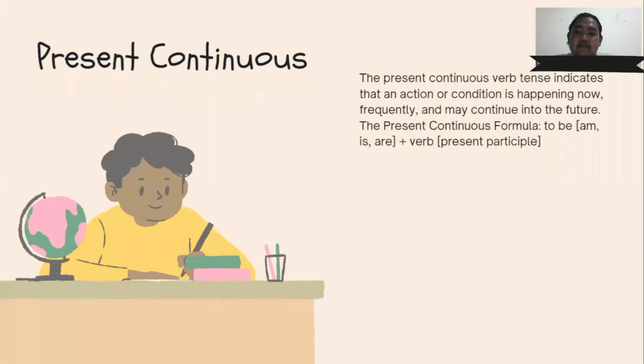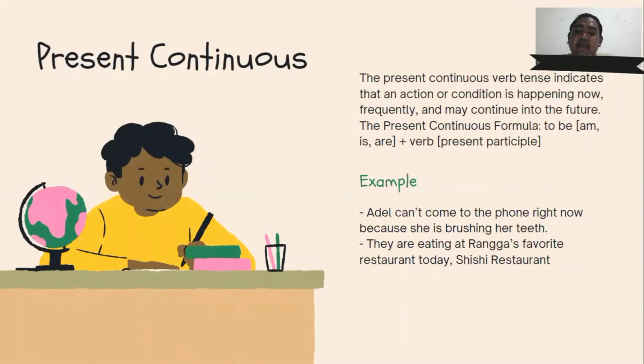Next, we're gonna talk about present continuous. The present continuous verb tense indicates that an action or condition is happening now, frequently, and may continue to the future. The present continuous formula is to be, am, is, are, plus verb present participle. Example: Adele can't come to the phone right now because she's brushing her teeth. They are eating at Ranga's favorite restaurant today, Sisi Restaurant.